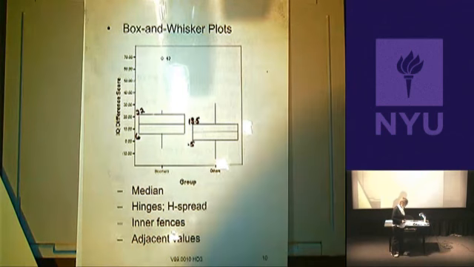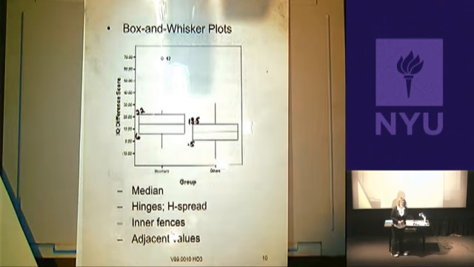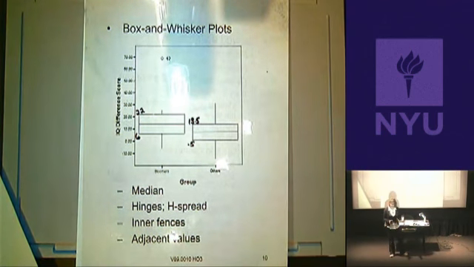Okay? The distance between those two hinges, the length of the box, that's called the H-spread. And guess what it is? Can anybody see what the H-spread is, by the way? Not the number, but what it is. Almost, the IQR. It's the IQR, right? The SIQR divides it in half. It's the IQR. So the H-spread and the IQR are essentially the same.